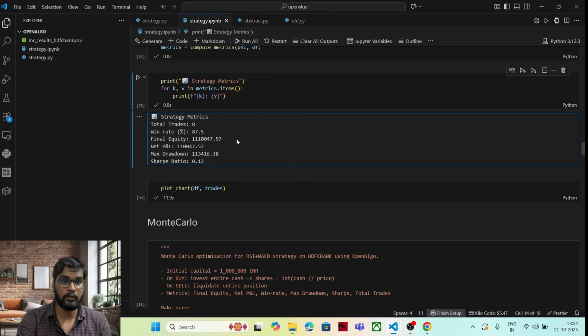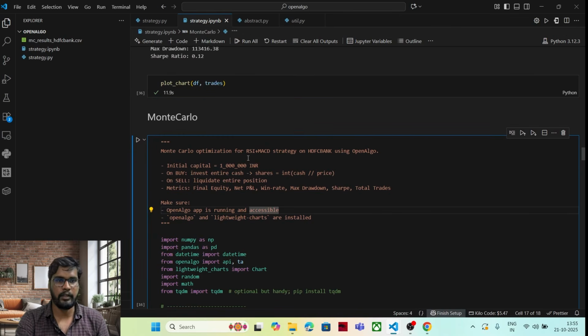If you calculate the return on investment, you have invested around 10 lakhs and you are getting 1 lakh 10,000, which is around 11% returns in 1 year. So in order to optimize this algorithm, I'm using Monte Carlo simulations. What Monte Carlo does is, it takes a set of parameters, runs the algorithm, and gives you the output. It continuously runs for n number of sets, and in those n sets, it will give you the best optimized parameters.